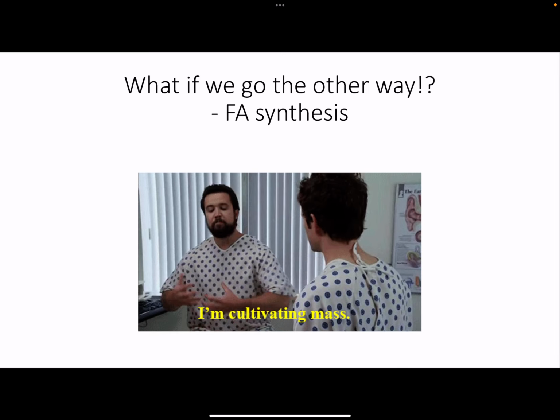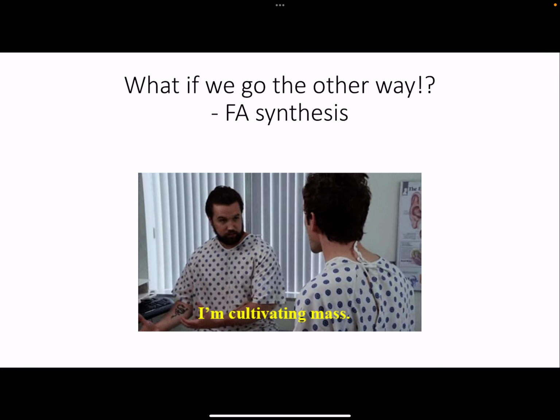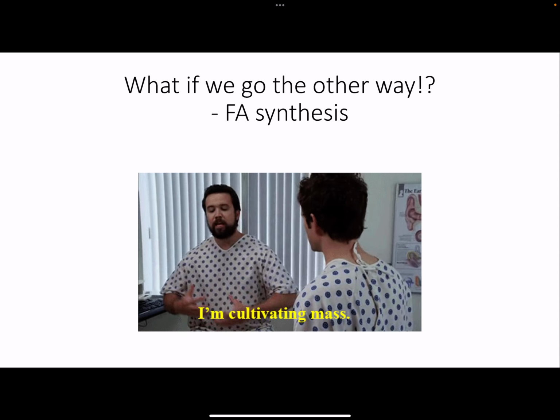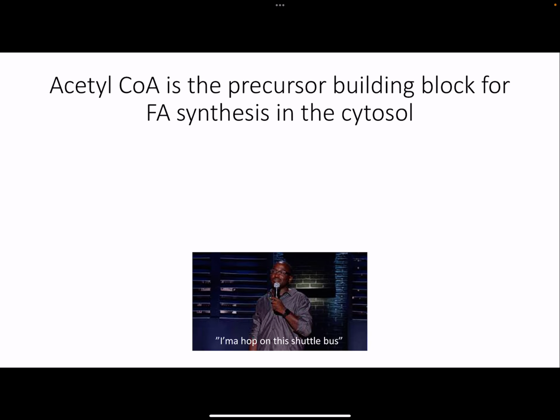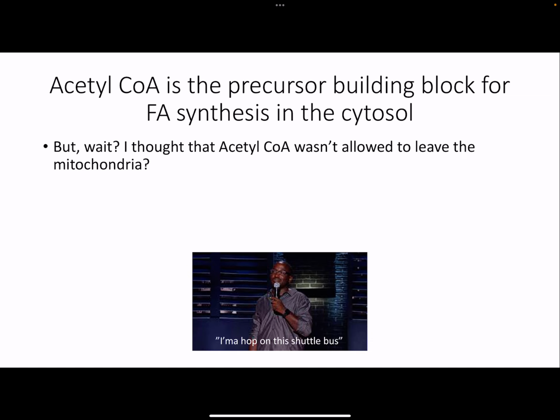Okay, well, that's all she wrote for breaking down fats. But what about the other side of the coin? What about building up fats? Acetyl CoA is the precursor here, and fatty acid synthesis is going to take place in the cytosol. And this seems weird, right? Because wasn't our whole point that CoA is not ever allowed through the membrane? So how does that work?